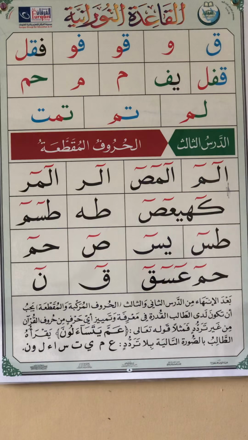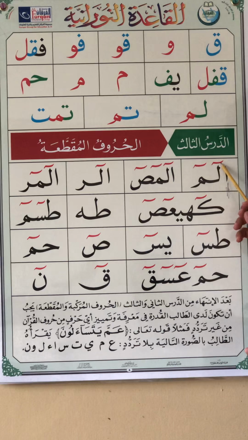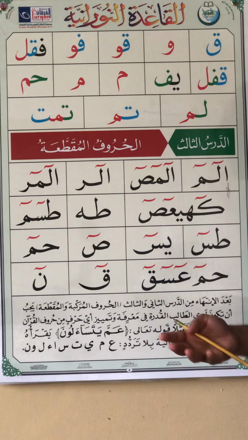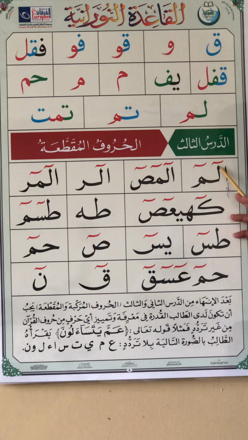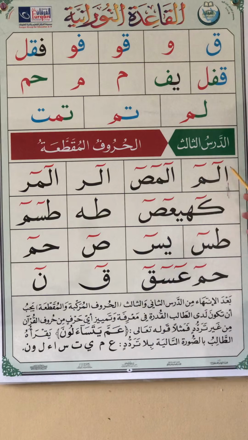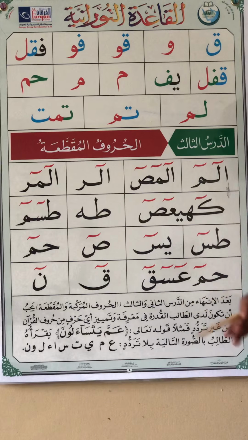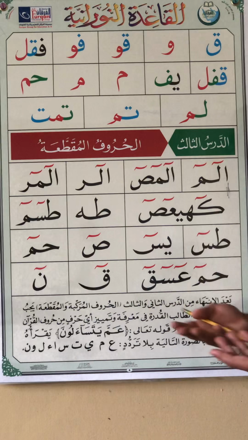So this lesson is easy. It's pretty much the same as the previous lesson, the second lesson. But the point here is that we will stretch more. You see this red sign here, it's the sign of stretching, the sign of mad. Whenever you see the sign, it means that you need to stretch. You stretch only the letter that has the sign. If you see the alif here, it doesn't have a sign. This lam has the mad sign, which means we need to stretch it.